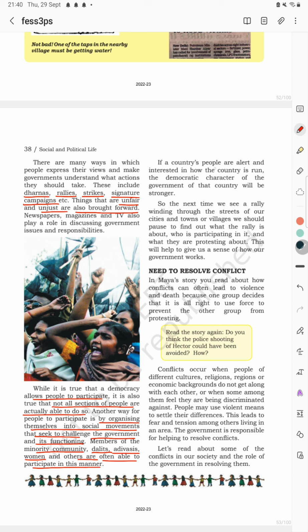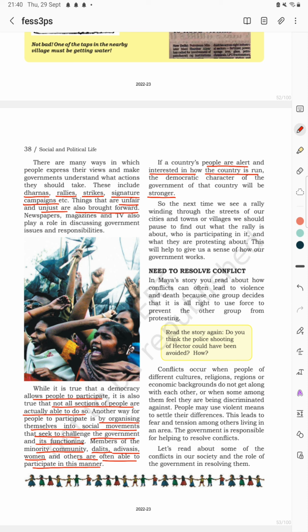If a country's people are alert and interested in how the country is run, the democratic character of the government of the country will be stronger. Means the country where the people are alert and interested in how the country is being run, there the democratic character of the country will be stronger, because the people are aware about the functioning of the government. They are alert people, they are aware people. So they react quickly when they feel that any particular action of the government is not in the favor of the majority of the section.